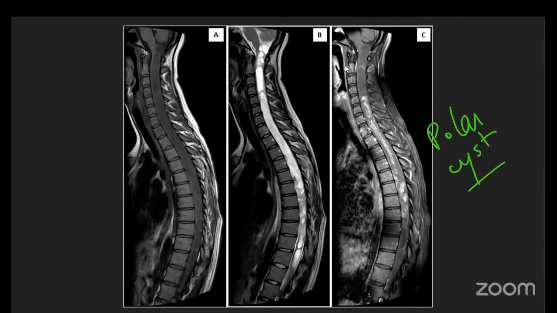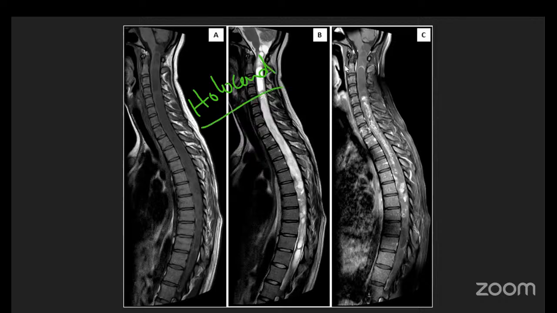Radiology can be very unreliable and very deceiving. Always remember this. So this here is polar cord. You can see significant involvement of the entire spinal cord length. There is another interesting thing going on. What do you think that is?